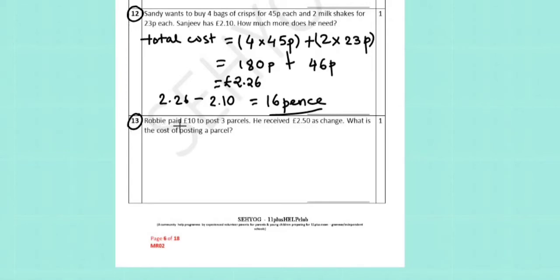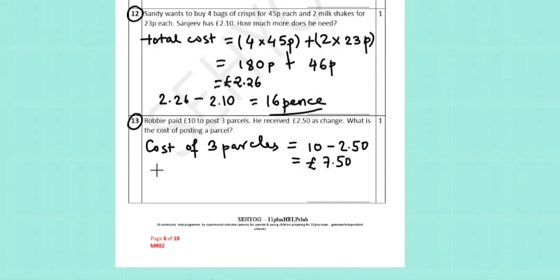Question number 13, Robbie paid 10 pounds to post 3 parcels. So he received 2.50 pounds as change, which means we have to subtract the change from the money Robbie paid to get the cost of 3 parcels. Cost of 3 parcels is 10 minus 2.50 pounds, which is 7.50 pounds. So which means cost of posting 1 parcel will be 7.50 divided by 3 number of parcels gives us 2.50 pounds, which is the cost of posting one parcel.